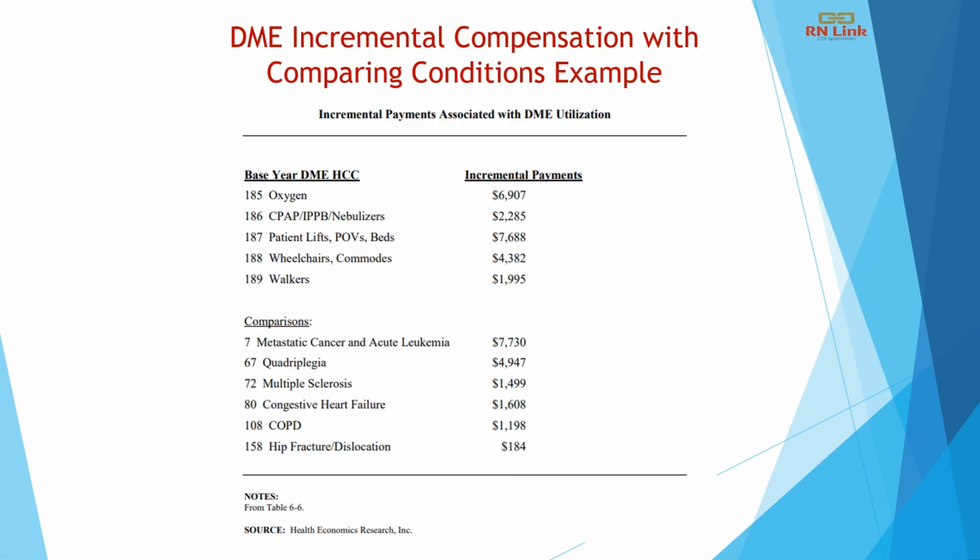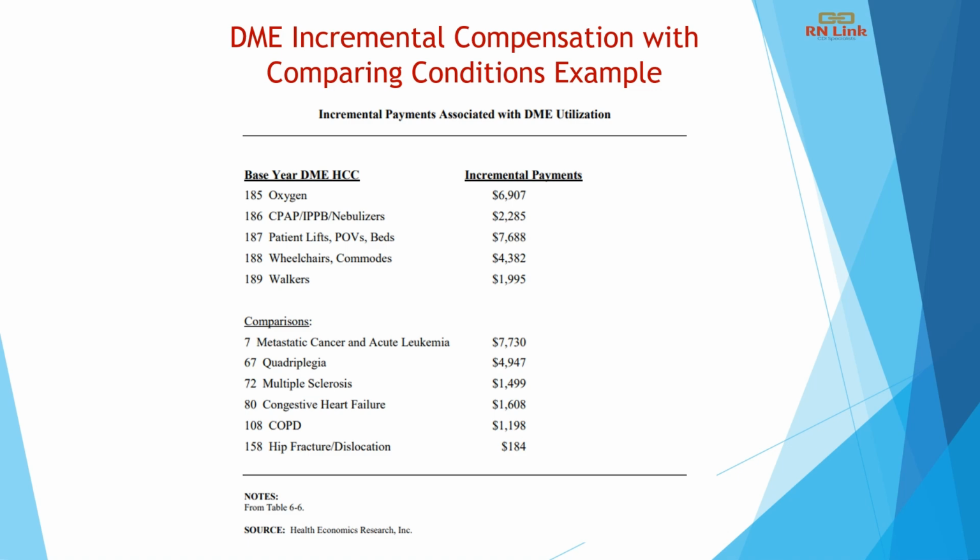DME incremental compensation with comparing conditions example. Incremental payments associated with DME utilization. Base year DME HCC. Oxygen has incremental payment of $6,907. CPAP/IPPV/nebulizers has incremental payment of $2,285. Patient lifts/POVs, beds has incremental payment of $7,688.